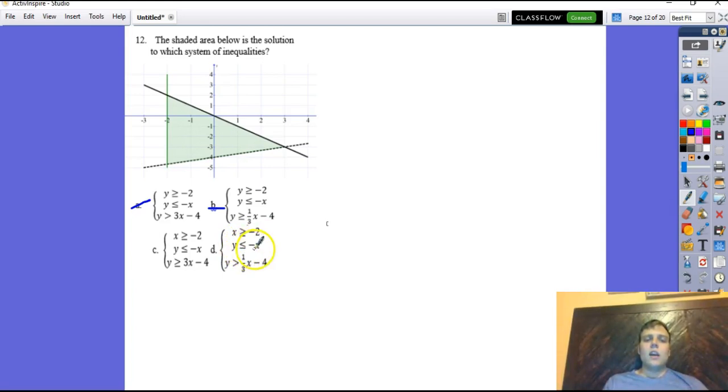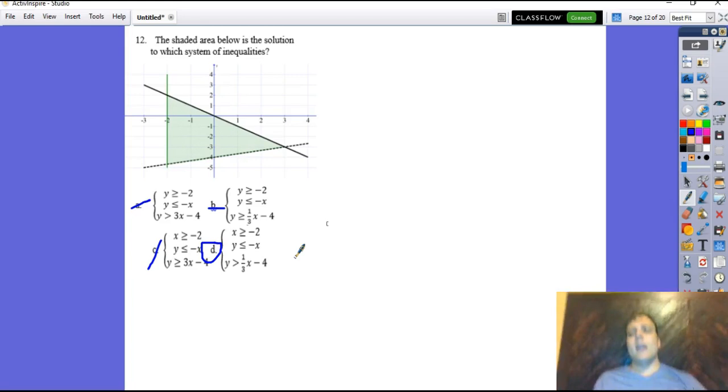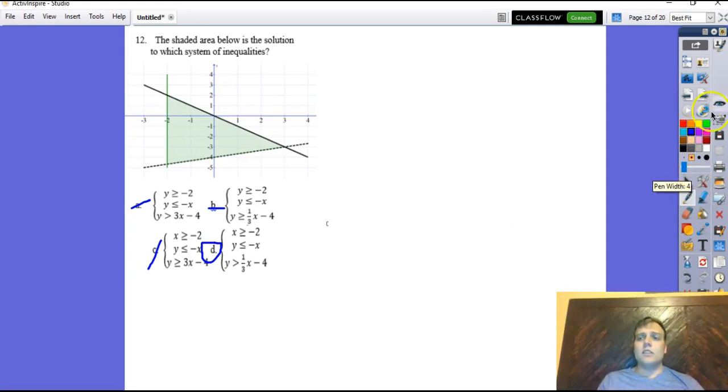Y is less than or equal to negative x is solid. Y is greater than 1/3 x minus 4. Well, that's dotted. So I can mark out C, and it must be answer choice D. I know that's not the most algebraic way of thinking through this problem, but it is a helpful way of thinking through this problem. Anytime you have multiple choice, you should take advantage of the fact that it's multiple choice and try to use some deductive reasoning.